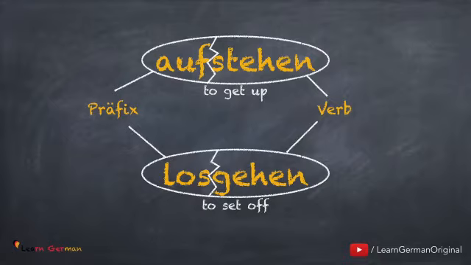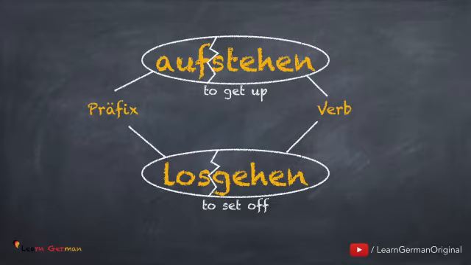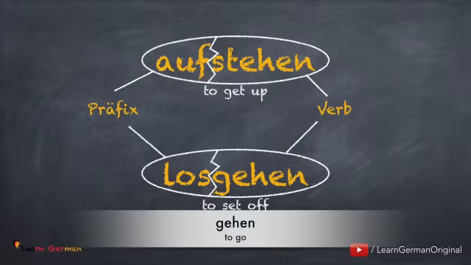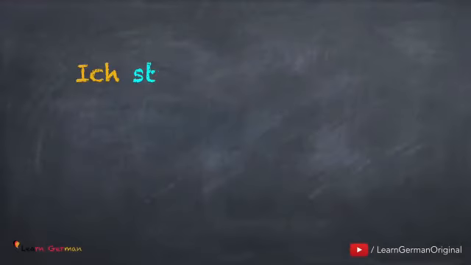Adding a prefix to a normal verb, the standard verb, changes the meaning of the verb. For example, stehen means to stand, whereas aufstehen means to get up. Gehen means to go, whereas losgehen means to set off. Such verbs are known as trennbare Verben. Now let's see how to use them in a sentence.